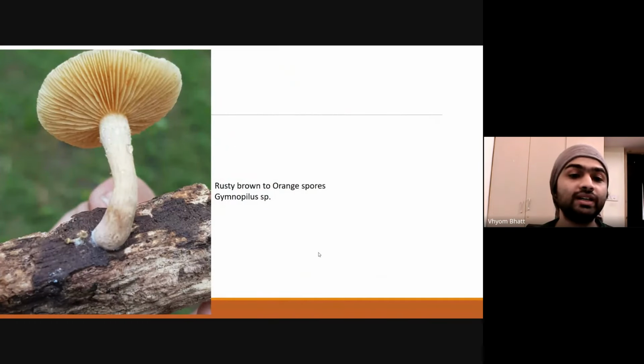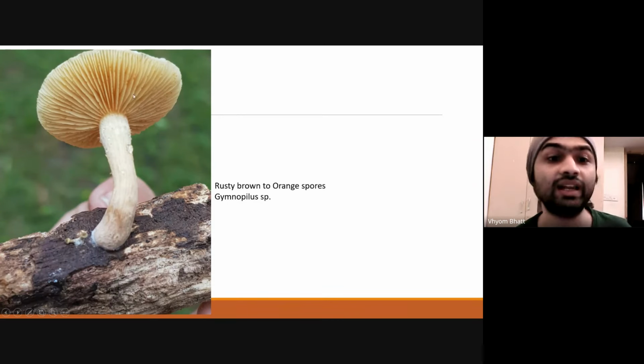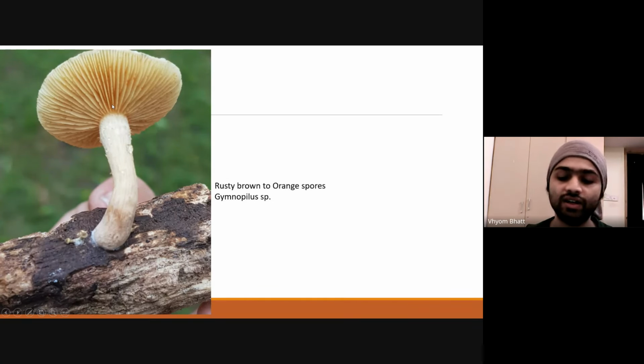Then you have Gymnopilus species, which have rusty brown to orange spores. They are also called rust gills because it looks like the gills are rusting because of the spore color. If you can see in the image, you can see spots of rust. That's spores gathered at some place because of water putting them together. Okay, so that was agarics.